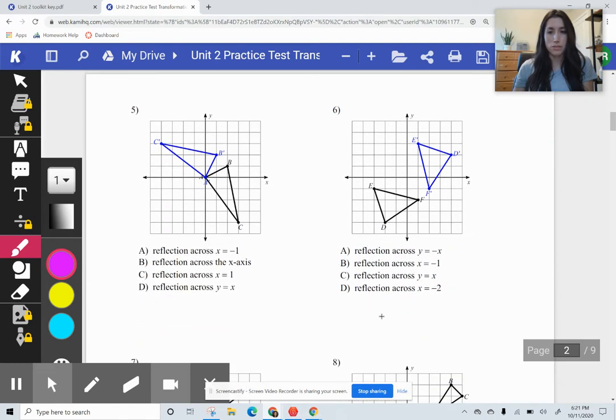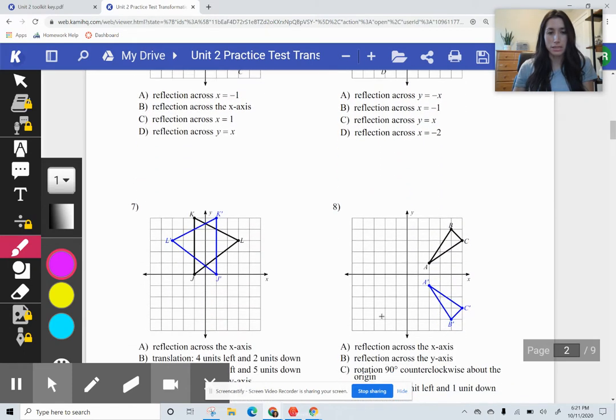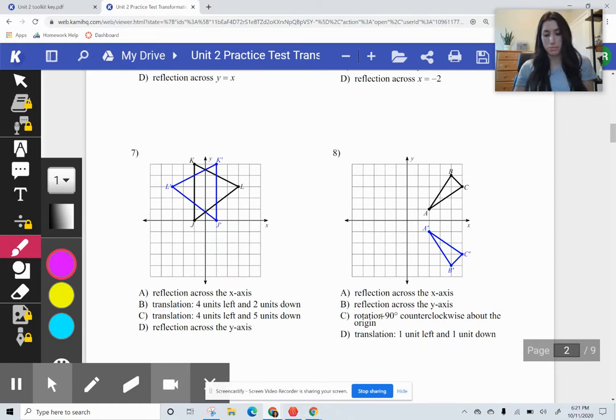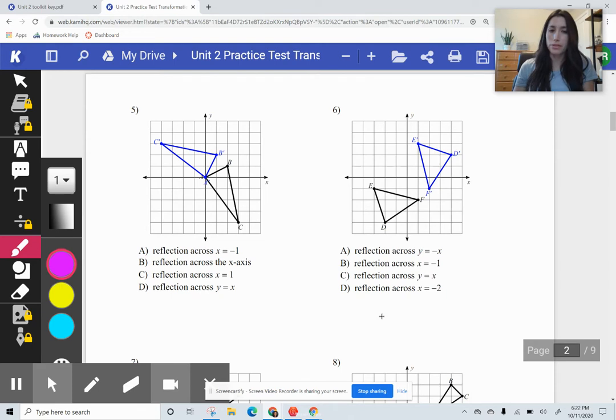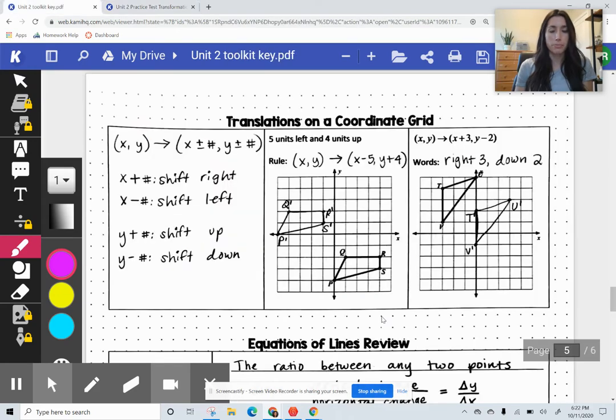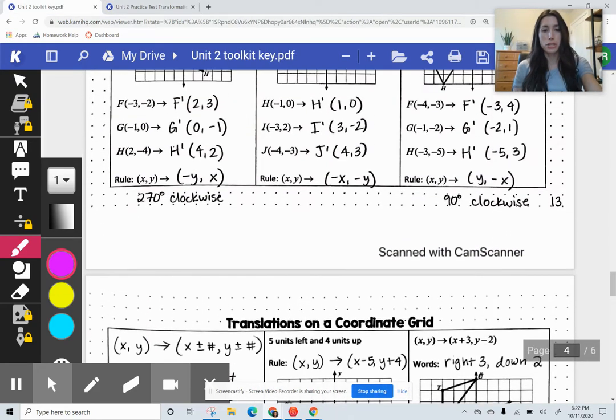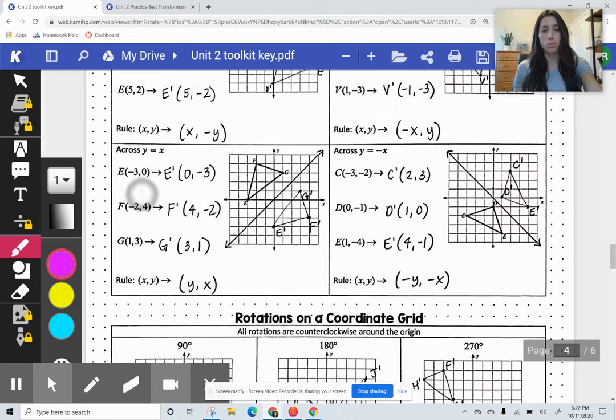All right, questions 5, 6, 7, and 8 here. I'm going to give you a moment to try. First, we want to examine in our toolkit all the different types of reflections, or the 4 main types of reflections that we're studying. So let's go back to our toolkit. We've got translations here, and let's go to our reflections.